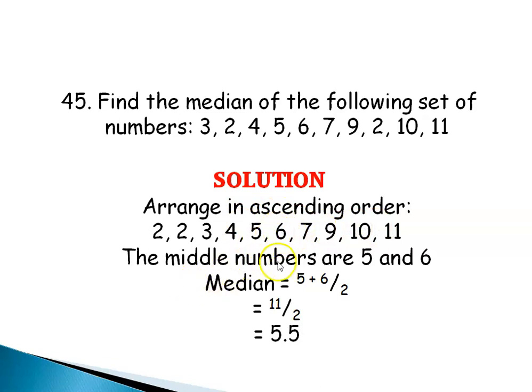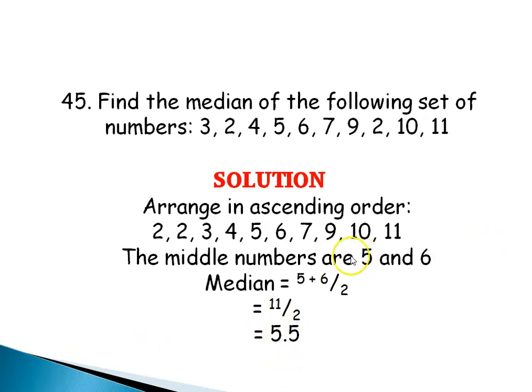these two are in the middle. So since the middle numbers are 5 and 6, I'm going to add them together and divide by 2. 5 plus 6 divided by 2. 5 plus 6 is 11. 11 divided by 2 is 5.5. So the median of this set of numbers is 5.5.